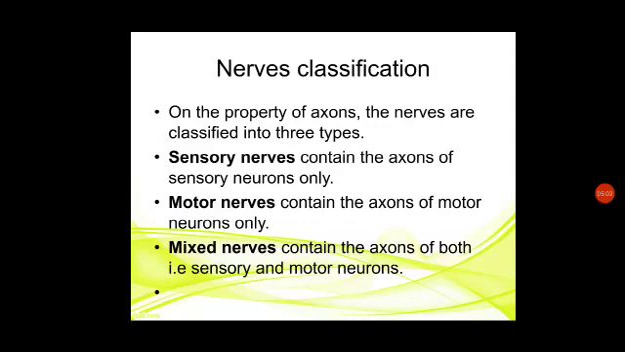Students, you know the main structure of the neuron cell. It contains one cell body, dendrites and axon. Now, depending on the axon, there is a classification of the nerves.